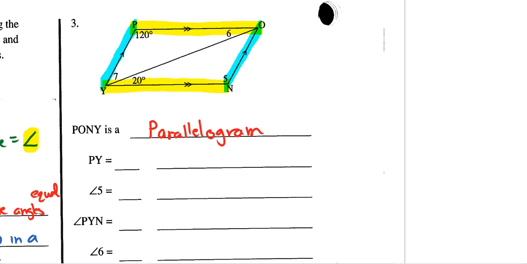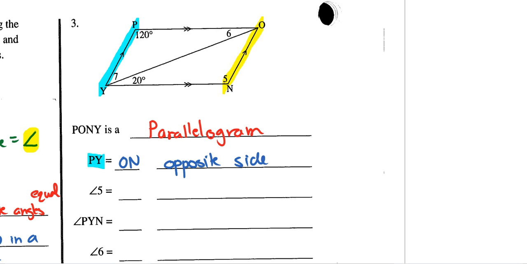Okay, all right. So let's start solving all the problems now. What's PY? Well, PY is essentially the side right here, and it's saying that PY is equal to what? Well, PY is equal to its opposite end, which is ON. So this has to be equal to ON, and we'll just say that opposite sides are equal.